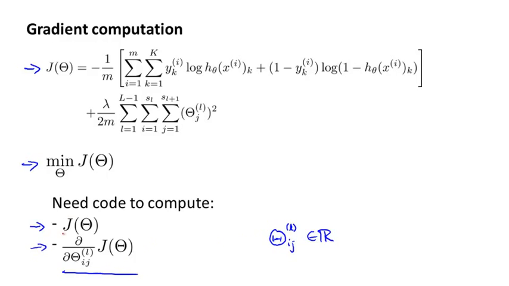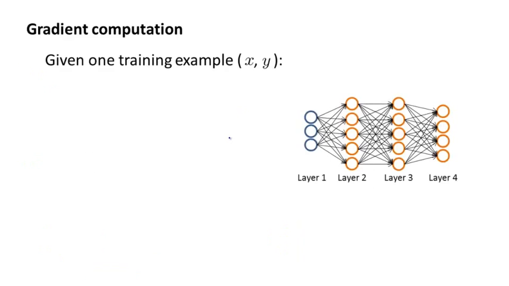In order to compute the cost function J of theta, we just use this formula up here. And so what I want to do for most of this video is focus on how we can compute these partial derivative terms. Let's start by talking about the case of when we have only one training example.